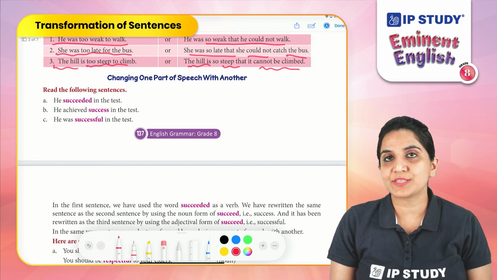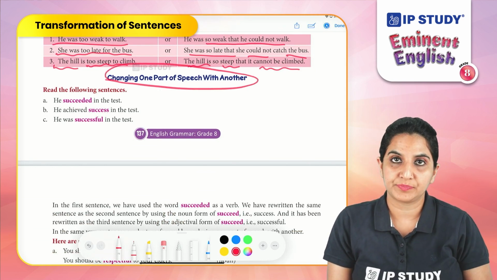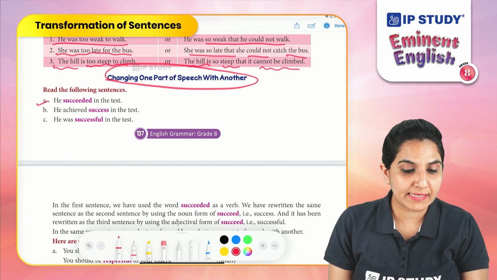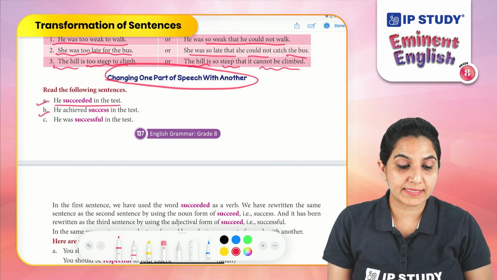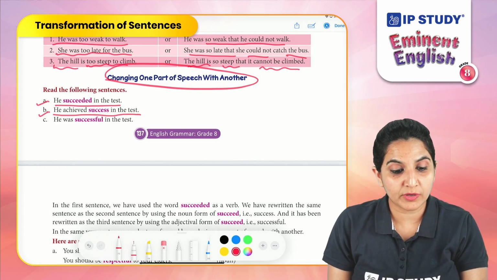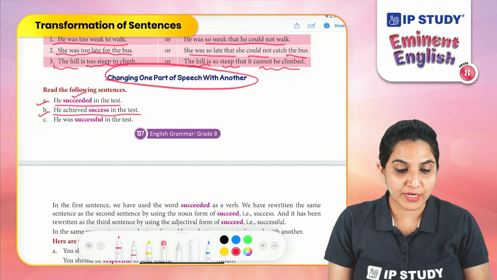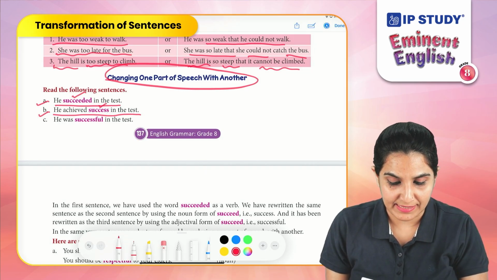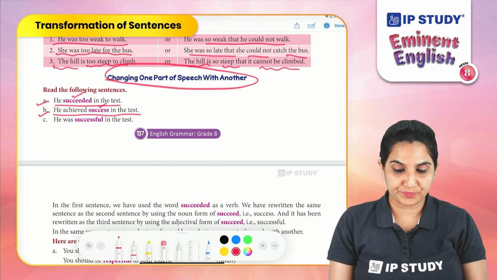We can also transform a sentence by changing one part of speech with another. For example, he succeeded in the test. The second sentence, he achieved success in the test. So the verb succeeded is changed into success, which is the noun form of the word succeed.